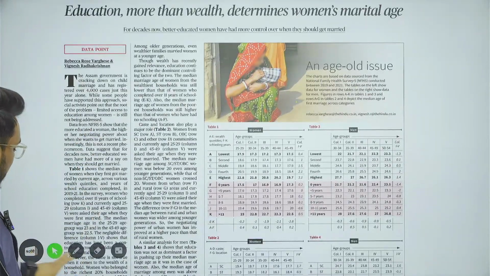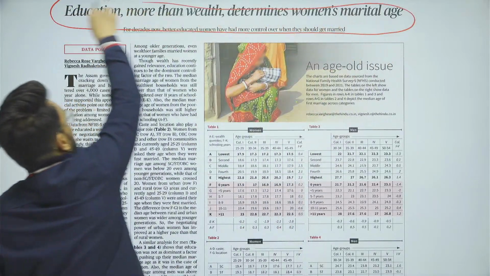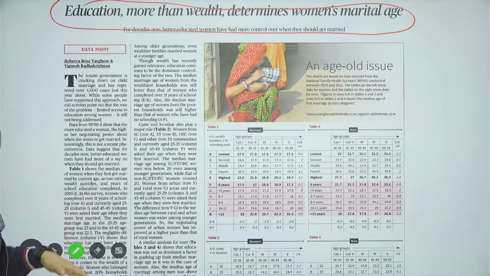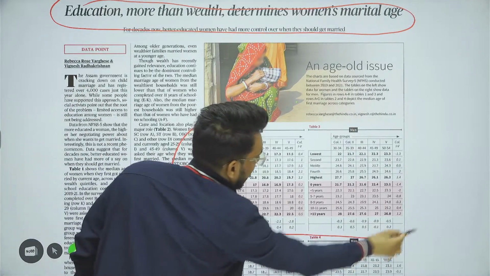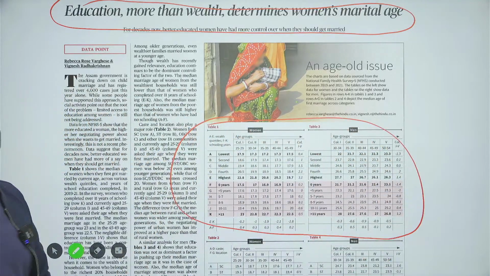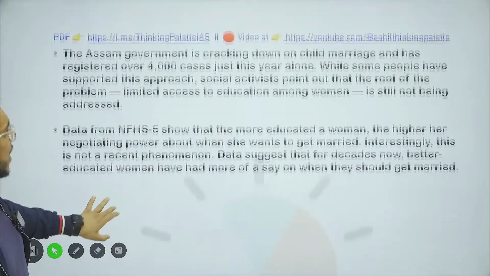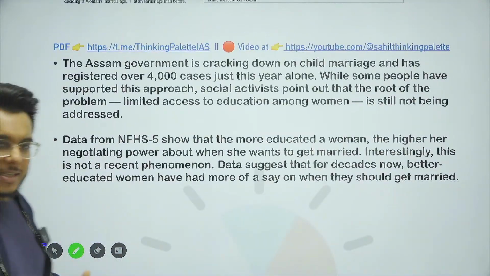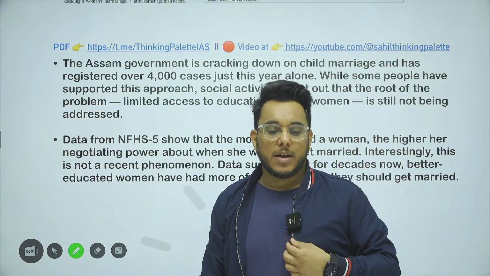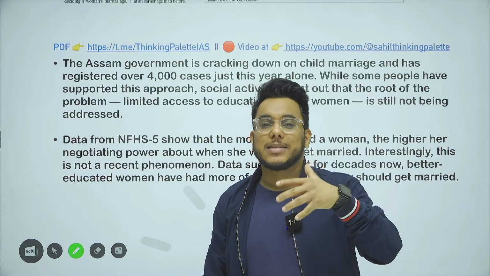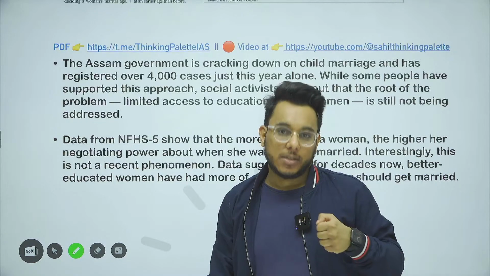Education more than wealth determines women's marital age. Now, basically, guys, this entire article is just decoding these particular charts. Now, what has happened in the past? So guys, recently we have seen this article in our newspaper that the Assam government is carrying out a drive to crack down on child marriages in Assam.